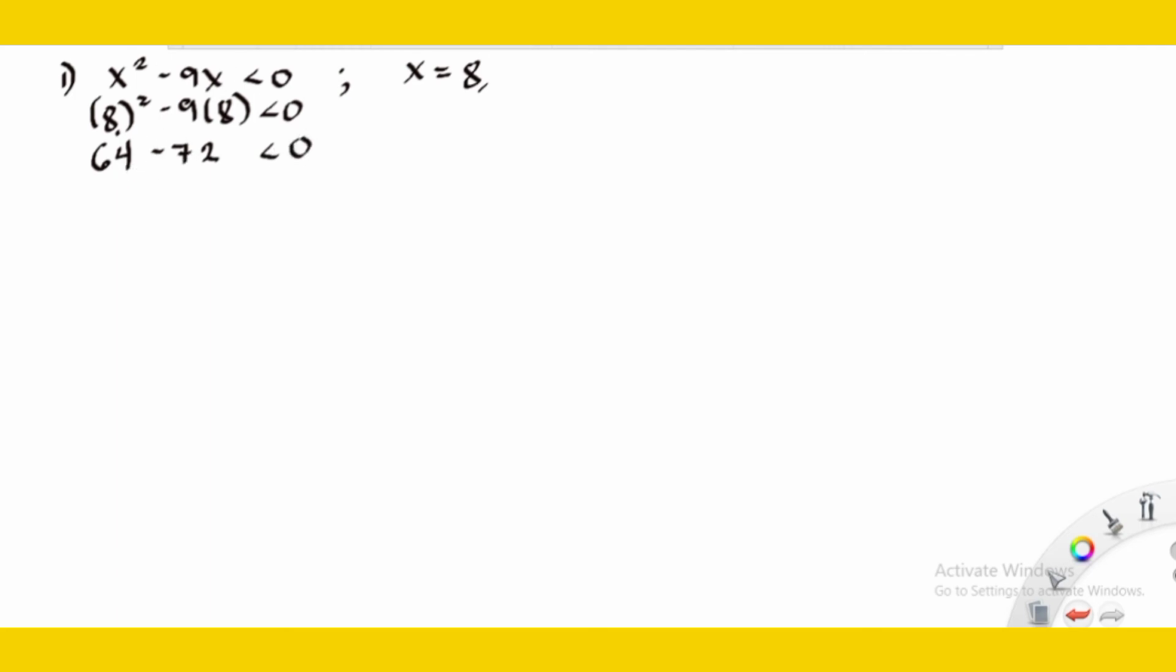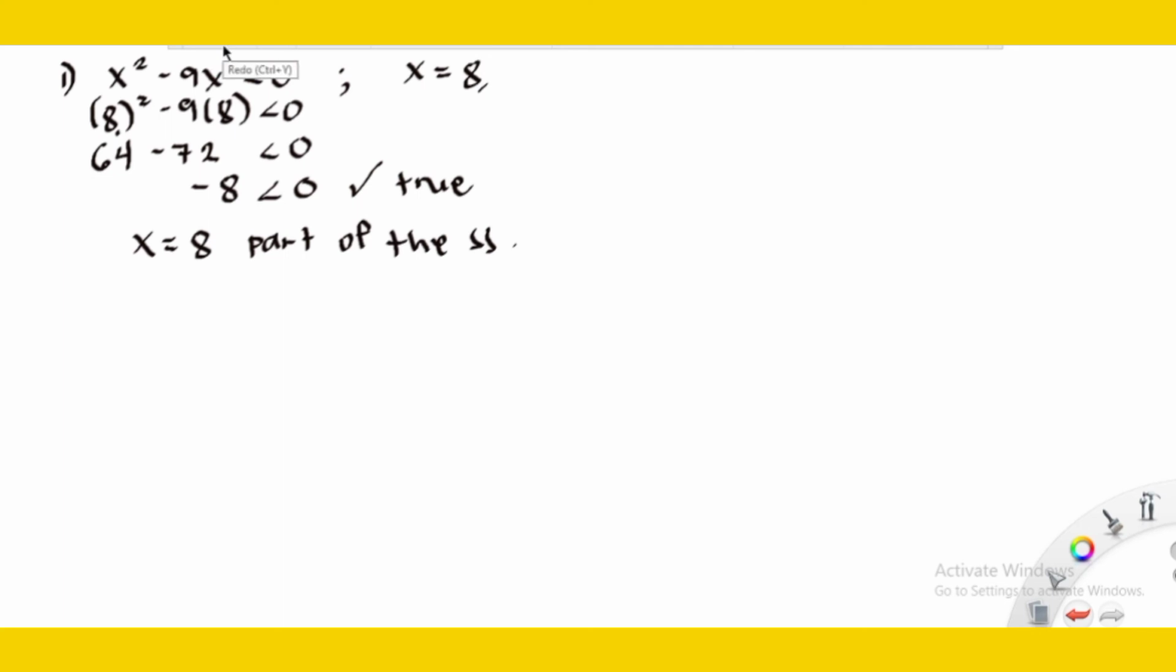8 squared, that is 64. Negative 9 times 8 is negative 72. Is it less than 0? So, 64 minus 72, that is equal to negative 8. Then, copy less than 0. Now, let's check. Is negative 8 less than 0? Is negative 8 lower than 0? Yes, that is correct. That is true. So, therefore, we can say that x equals 8 is a part of the solution set of the given quadratic inequality x squared minus 9x is less than 0.